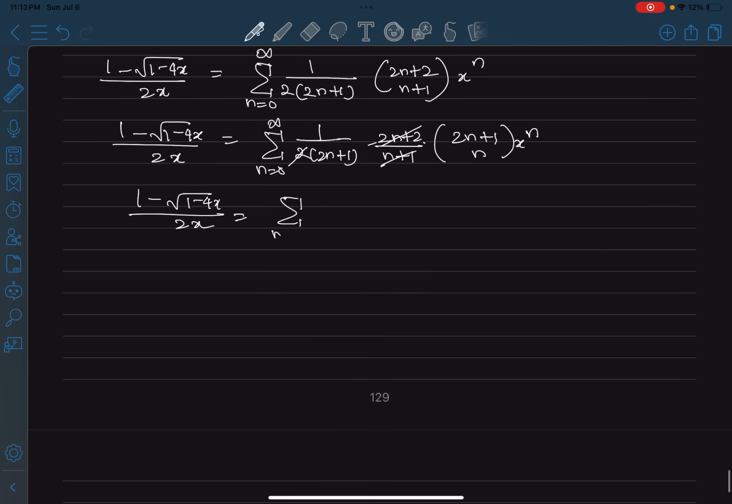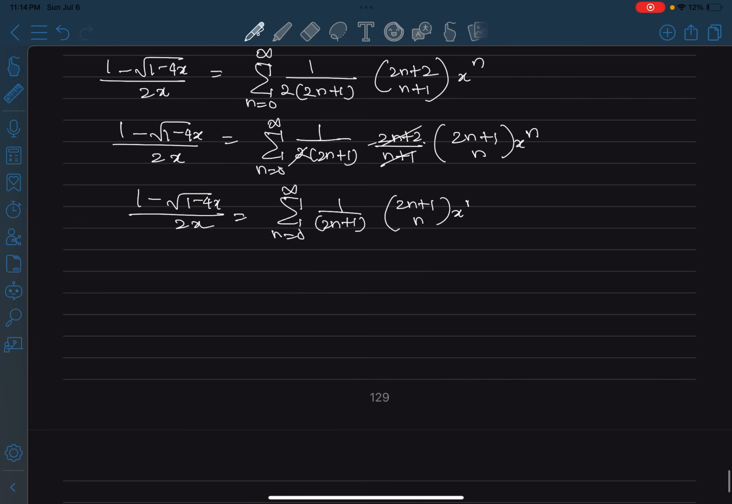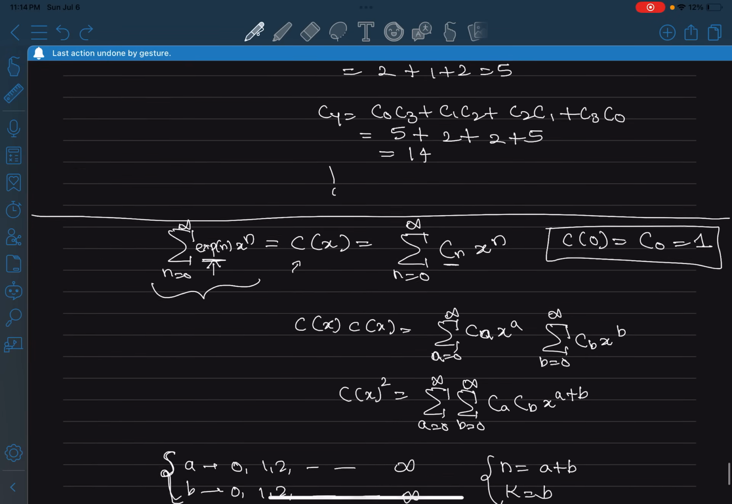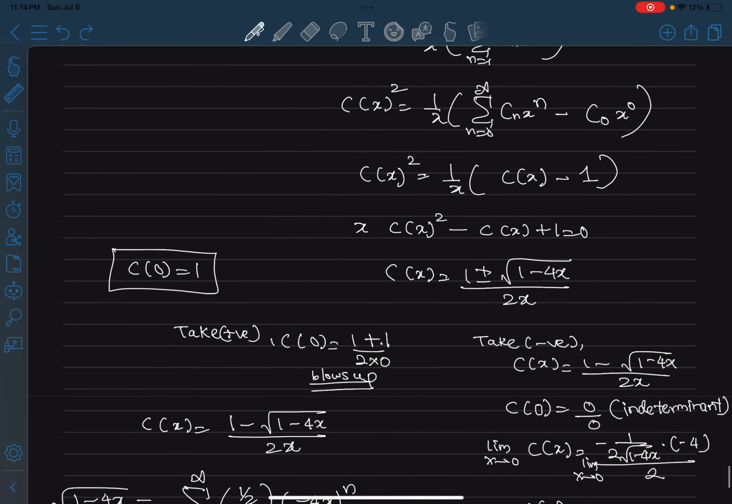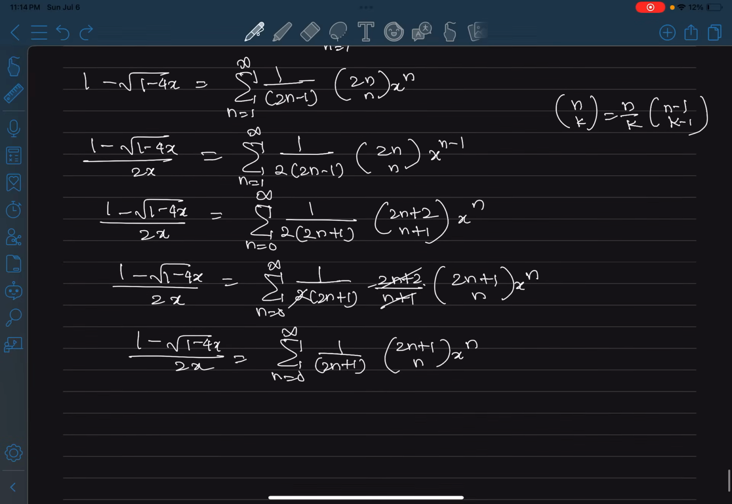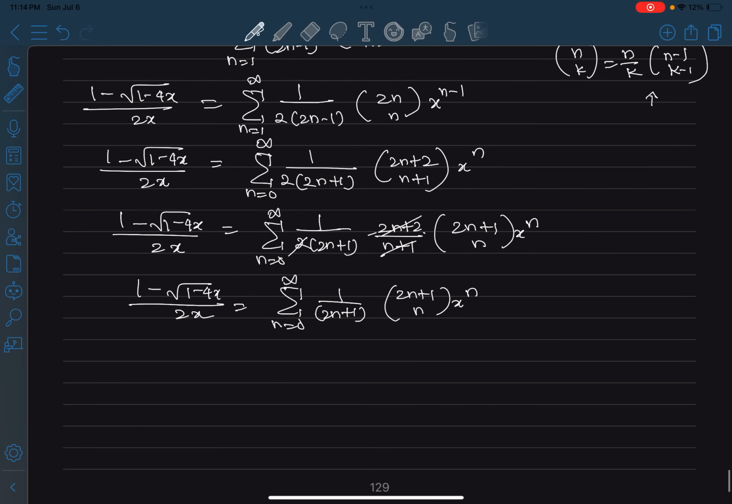Okay, so right now what we have in our hand is 1 by 2n plus 1, and then again 2n plus 1 and x to the power n, right? But over here, we are going to get c sub n, and we know c sub n should be 1 by n plus 1, 2n choose n. So it's not really the same, but we again use this same formula. We're going to cancel this 2n plus 1, and let's try to cancel that and see if we will be able to get it.